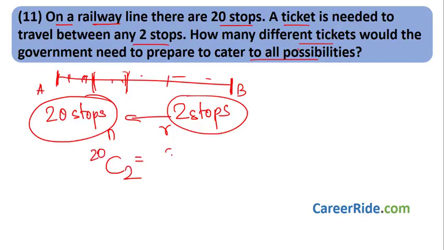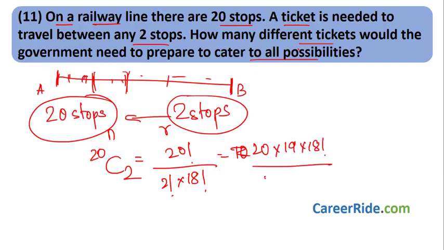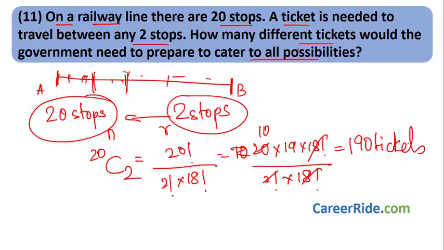What is that? This is 20 factorial upon 2 factorial into 18 factorial. 20 into 19 into 18 factorial divided by 2 factorial into 18 factorial. This gets cancelled. 10, 190 possible tickets. But this is not the answer. Now you will say why?